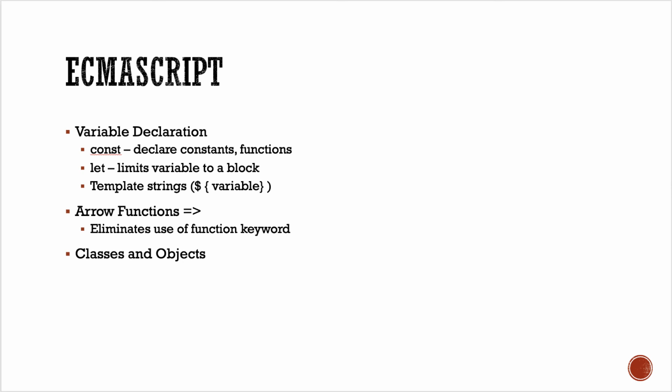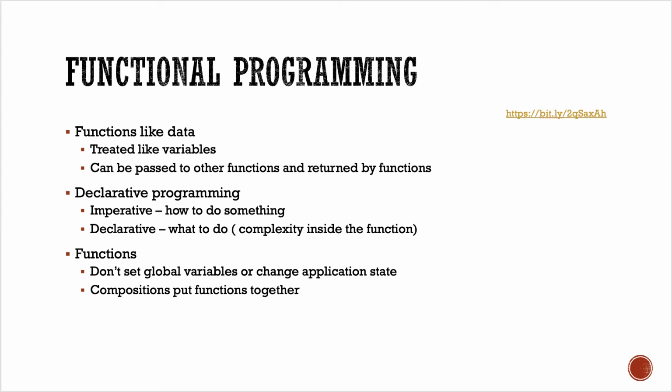ECMAScript also introduced the concept of arrow functions, allowing us to eliminate the use of function keywords, and also expands significantly on how classes and objects are used in JavaScript. Associated with ECMAScript and React is the concept of functional programming. Functional programming essentially treats functions like data. Functions are treated as variables, and information can be passed to and from functions, and in fact, functions can be passed to and from other functions.